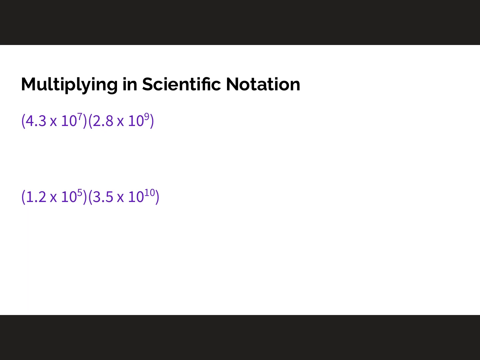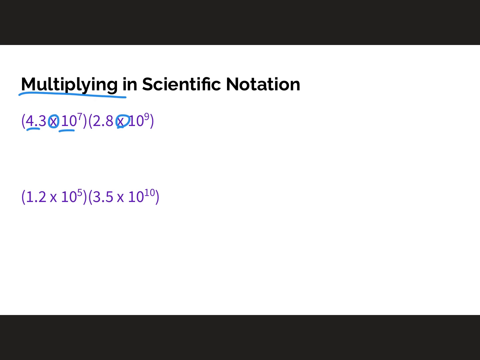Okay, so now let's talk about how we multiply in scientific notation. So this is actually pretty interesting. Everything happening here is multiplication. We have a multiplication symbol here and here. And remember that these parentheses next to each other mean that we're multiplying. So all of this is multiplying.